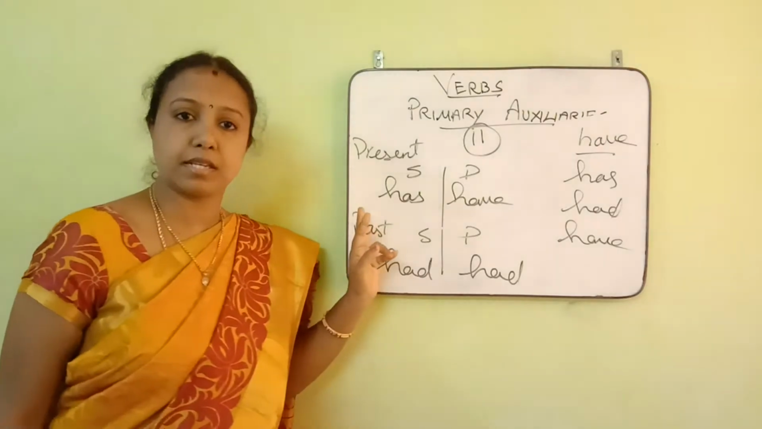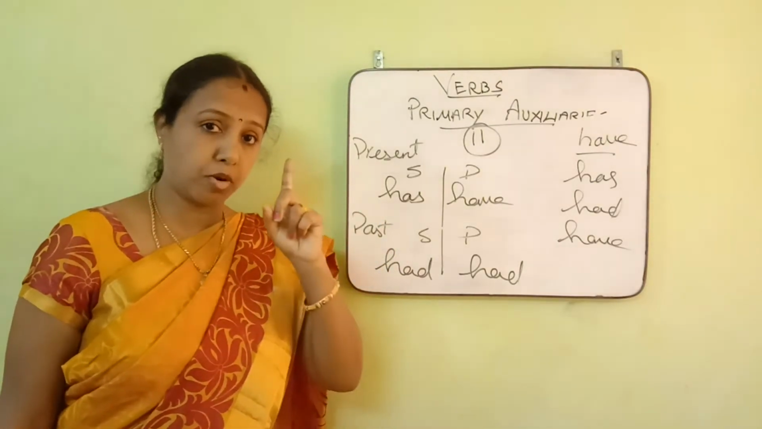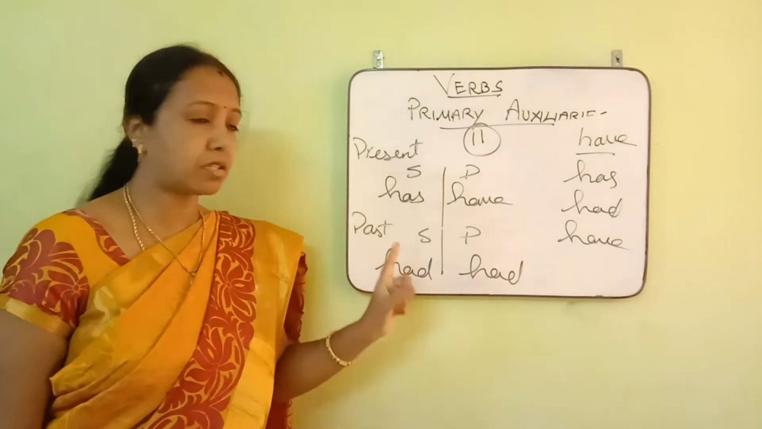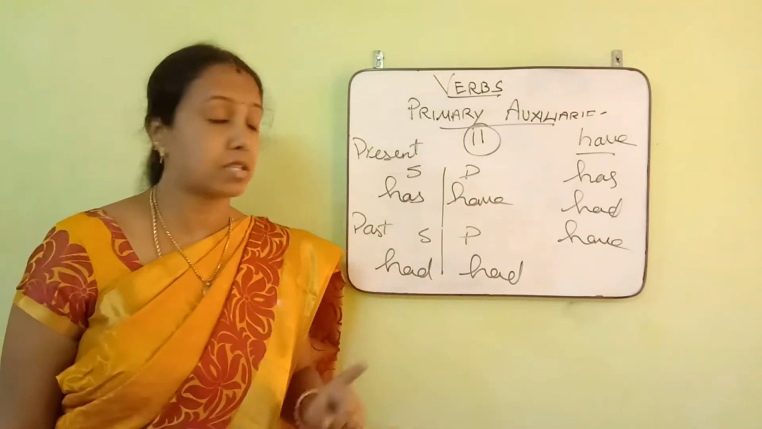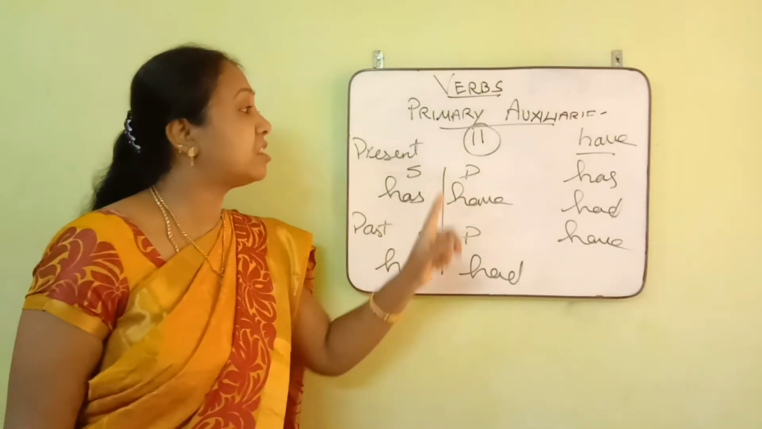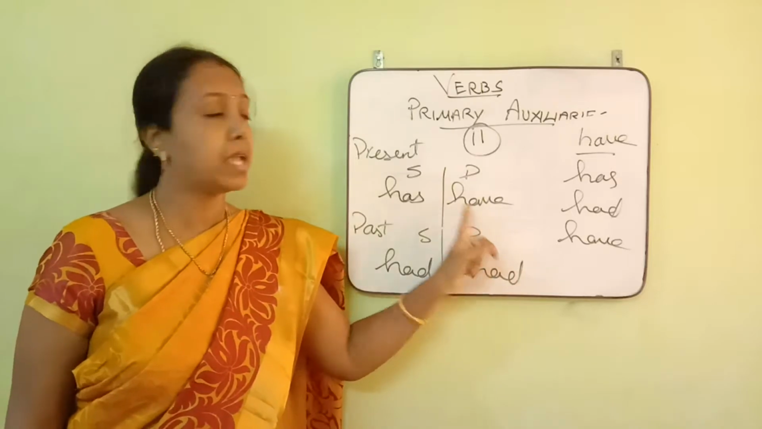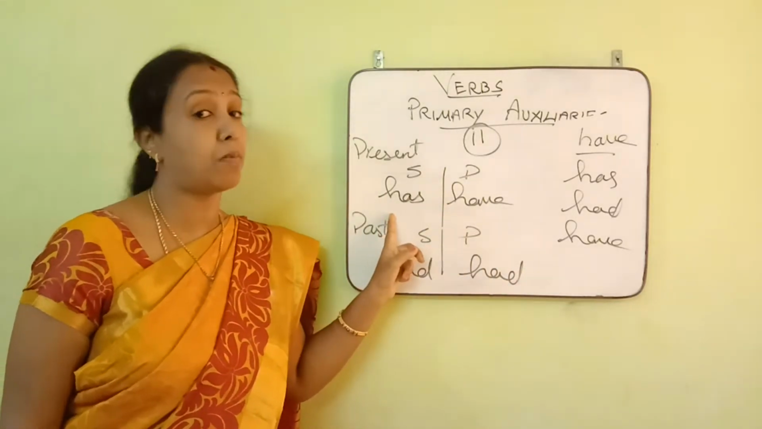Let me give you a sentence. "I" talks about first person singular, but "I" also talks about possessiveness. So "I" always takes the plural form of the have verb form. It will not take the singular form of the have verb form.